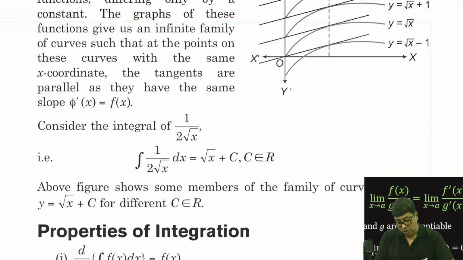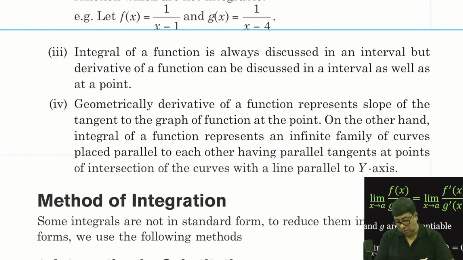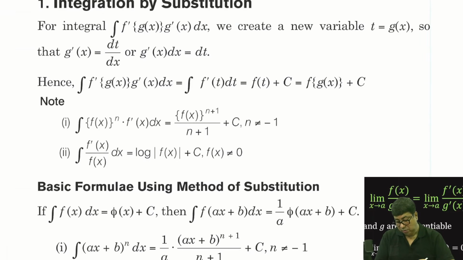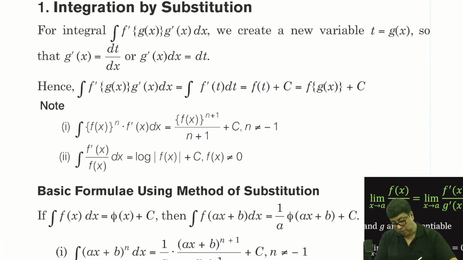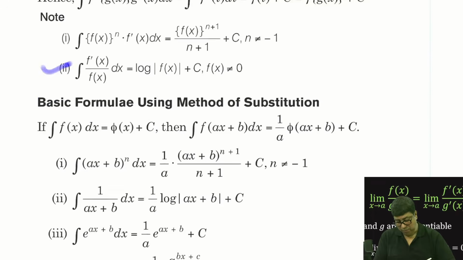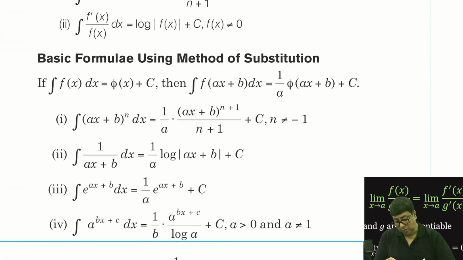But what I want to tell you, the important method for this is very important: f dash x by fx integrates to log of fx plus c. Why is it so? Because if we take fx equal to t, then its derivative f dash x dx is dt, and dt by t integrates to log t. This is the reason. Okay, you should study it the way I am saying. Then ax plus b whole to the power n. This is the formula, keep in mind.